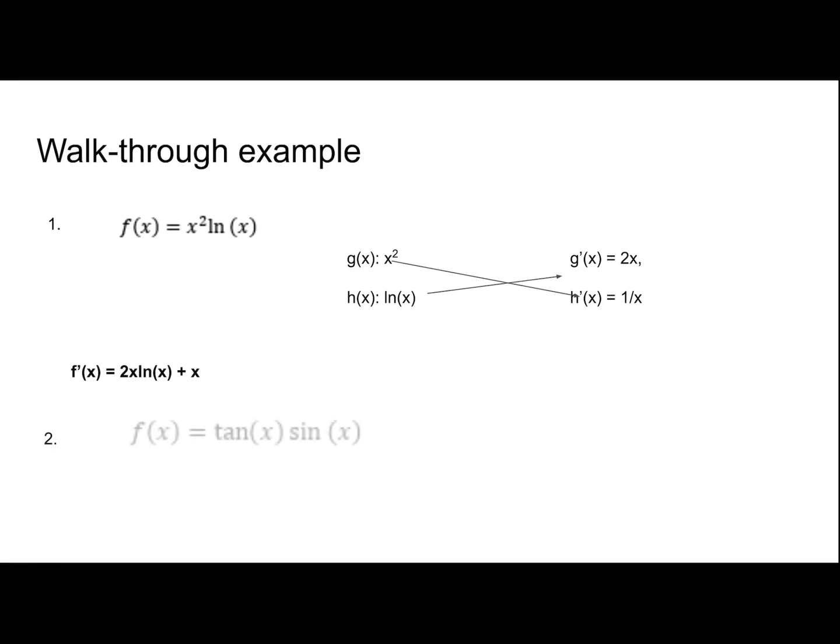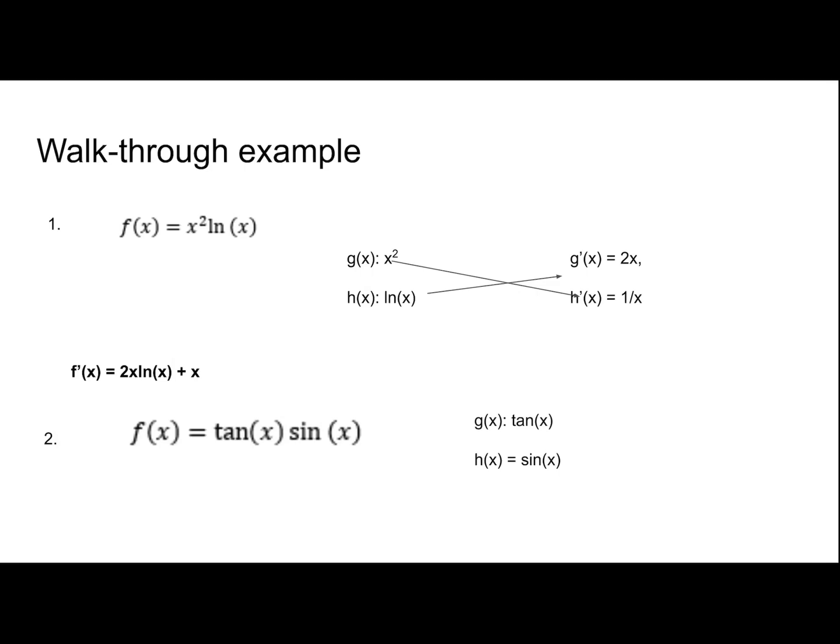So question number 2, f dash of x equals tan x times sine x. In this case, we're going to locate our two parts of the equation, and write down our g of x and our h of x. Well, it doesn't really matter which way you do it. So g of x could be either tan x or sine x. You can switch them around.